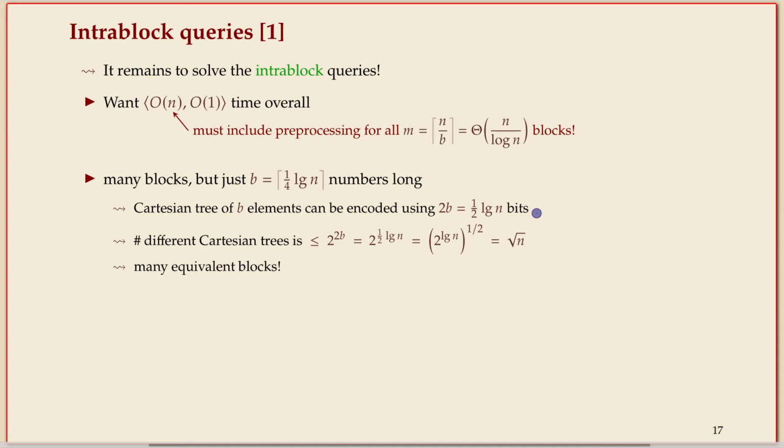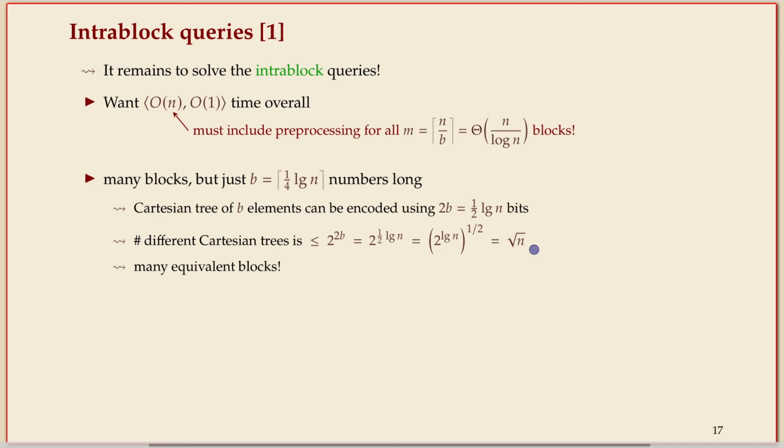So all the possible arrangement queries inside a block, the answers can only be 1 out of 4 to the B different equivalence classes. And at least information theoretically, if we only want to specify what's the right answer without regards to how to find it, it's enough to store 2B bits for each block. And if you do the math here, this 4 to the B with our choice of B works out to be square root of n.